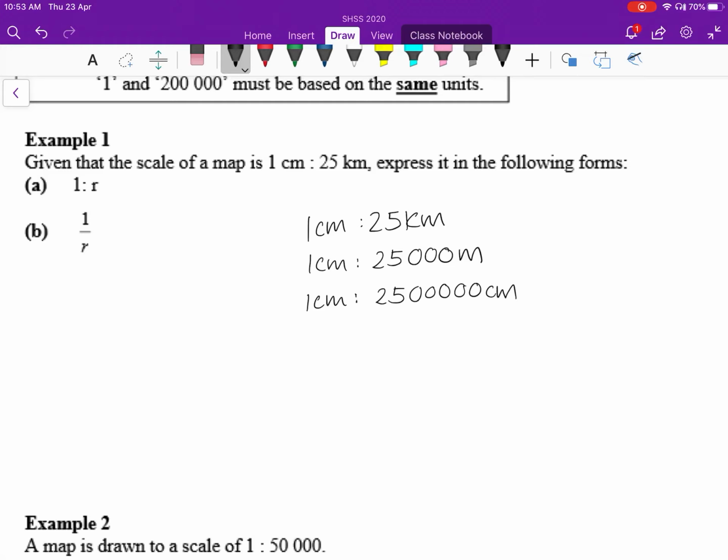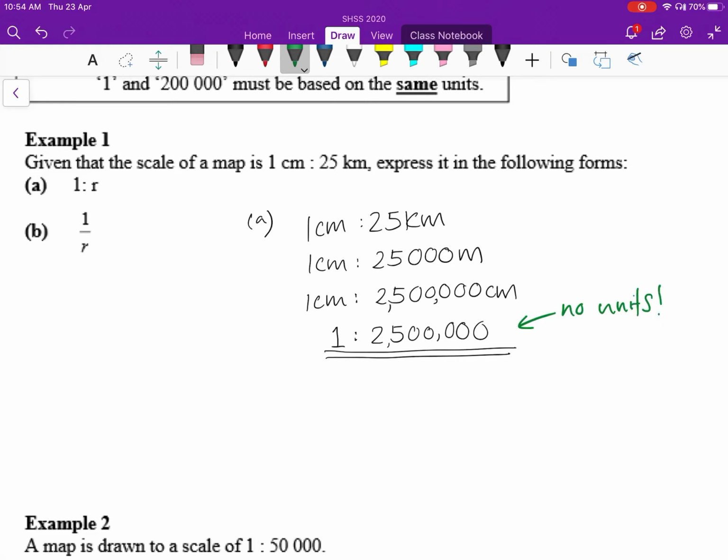will give you cm. Remember, I told you in the scale of the map they don't write the units, so you have to remove the units. The answer is 1 is to 2,500,000. This is the answer for part A. Done. Always take note that there must be no units.